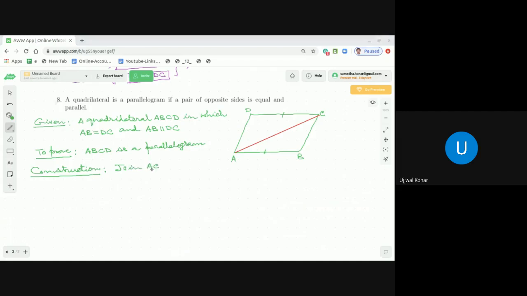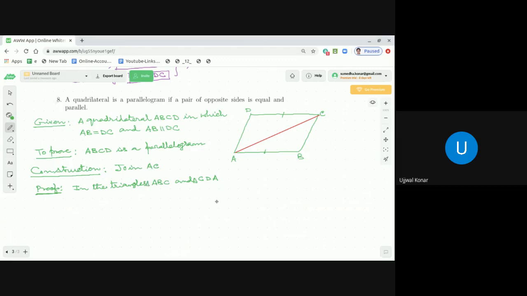Join AC. Correct, dear students? Now I'm going to prove it. So here is going to be the proof. If you look into the two triangles, the triangle ABC and triangle CDA, so in the triangles ABC and CDA, generally we denote triangle with a small triangle symbol here.